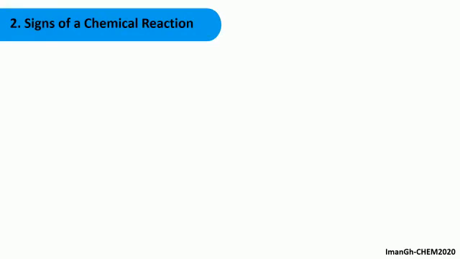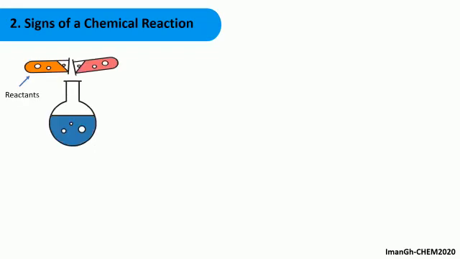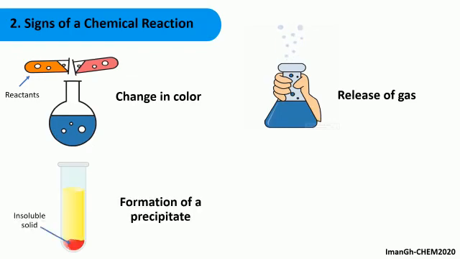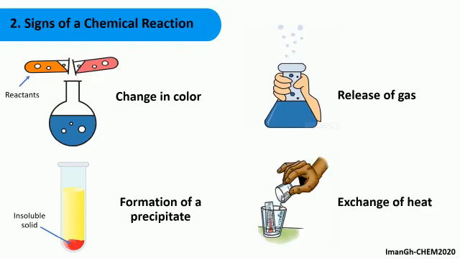Chemical reactions can be identified by several signs, such as change in color of the reactants as shown in the figure, release of a gas, such as carbon dioxide or hydrogen, formation of a precipitate, that is an insoluble solid formed at the bottom of the flask, and exchange of heat. There are other signs such as a smell. Note that some chemical reactions don't show any of these signs.